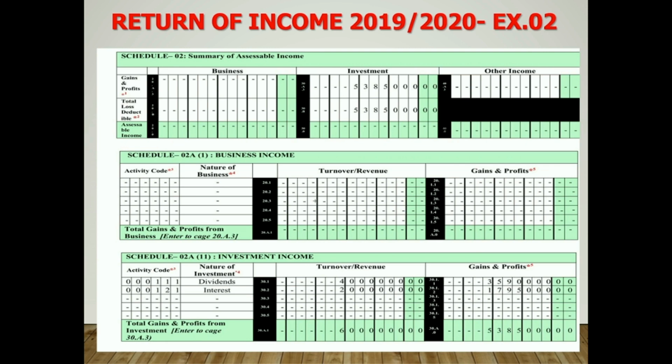Income which forms part of the assessable income should be considered for 2A2 investment income. Then take the total of investment income into schedule 2. So you can see that I have taken 5,385,000, the total gains and profit declared under subschedule 2A2, into the summary of assessable income and then deducted the losses.